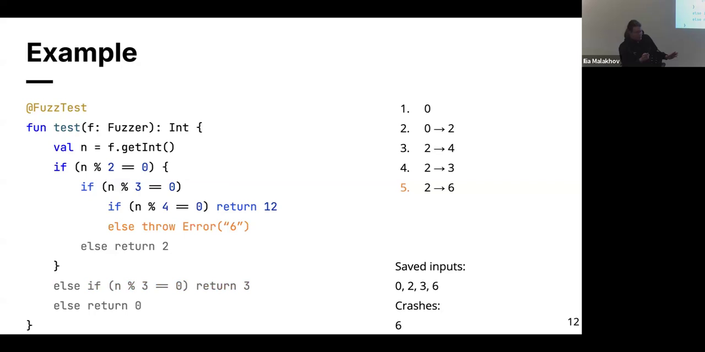Then something interesting happens. We generate 6, and this leads us to an exception. So we save 6 as a crash, an input which leads to an error. Then we generate 8 from 6, which doesn't give us anything new. Then we generate 9. And finally, we generate 12. Let's say at this moment we run out of time. So we provide users this 6 as a crash.